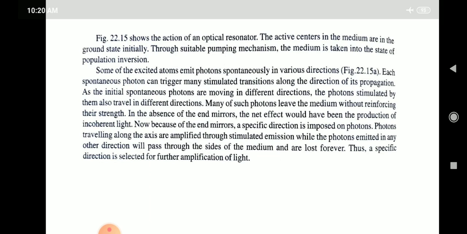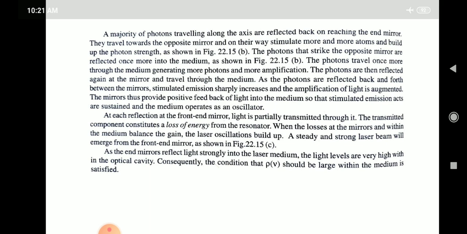Now, because of the end mirrors, a specific direction is imposed on the photons. Photons traveling along the axis are amplified through stimulated emission, while the photons emitted in any other direction pass through the side of the medium and are lost forever. Thus, a specific direction is selected for the further amplification of the light.